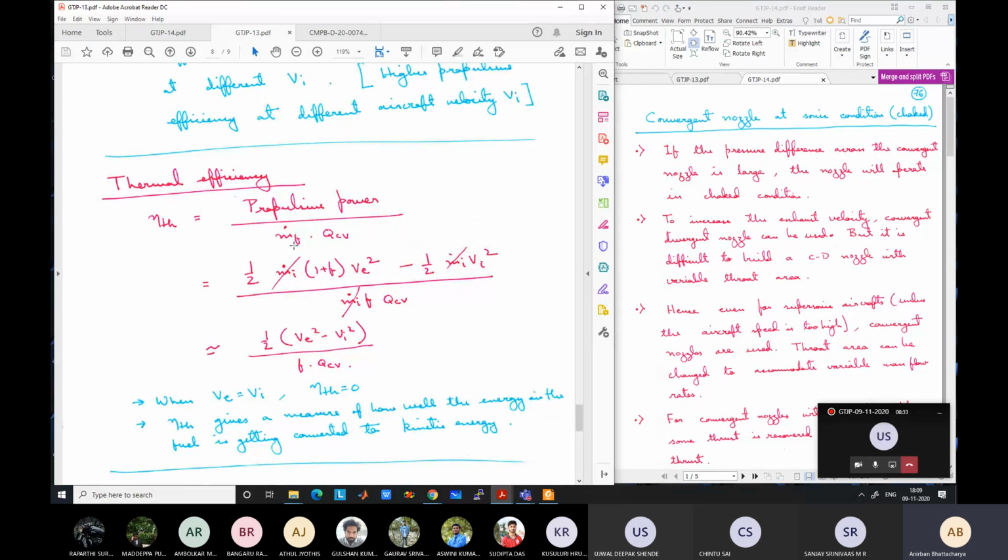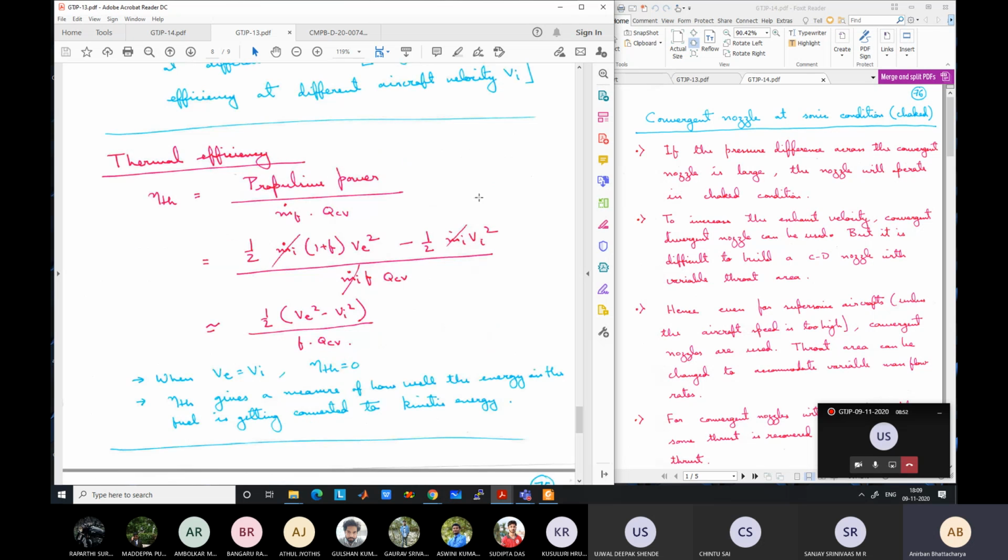Okay. And propulsive power is the power that is being generated when you consider the change in kinetic energy of the gases when it passes through the engine. So what is the initial kinetic energy of the gases when it enters the engine? Initial kinetic energy is half m dot a Vi square. M dot a is the mass flow rate of air and Vi is the velocity of the incoming air relative to the engine. Remember, this is relative to the engine. Okay.